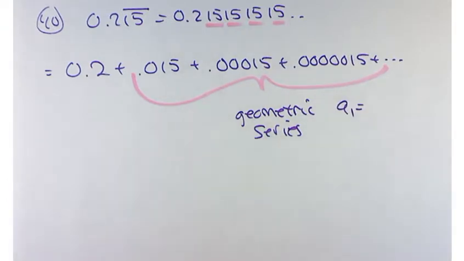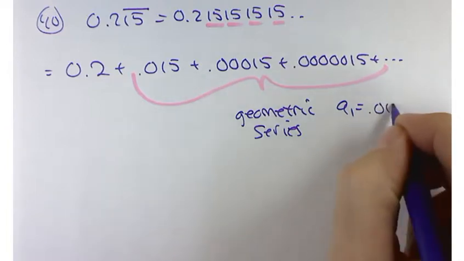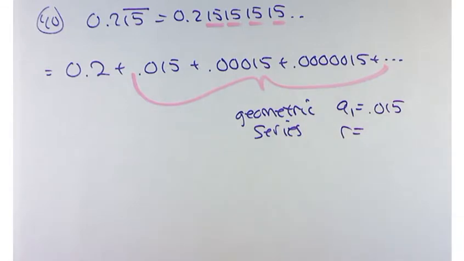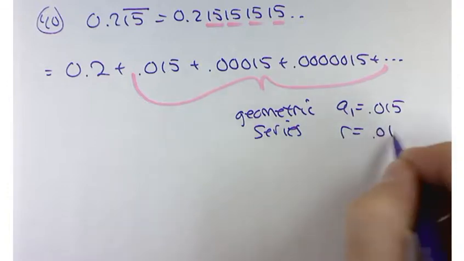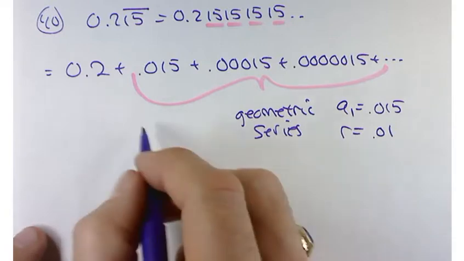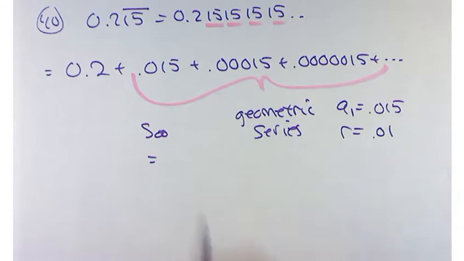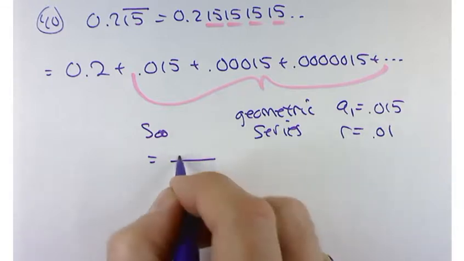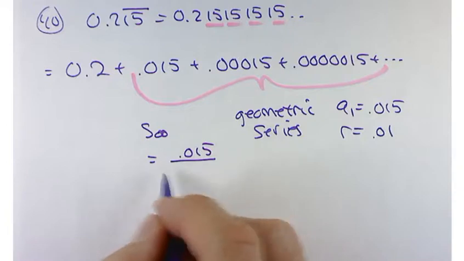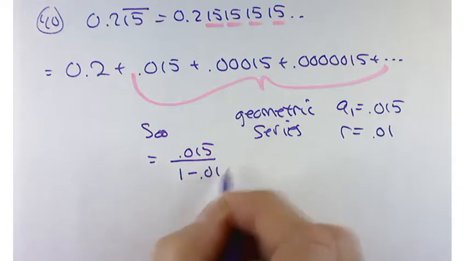What's a sub 1 for that geometric series? Yeah, 0.015. It's the first term there. So 0.015. What about r? r is 0.01. So the sum of this then, call it S sub infinity, is 0.015 divided by 1 minus 0.01.